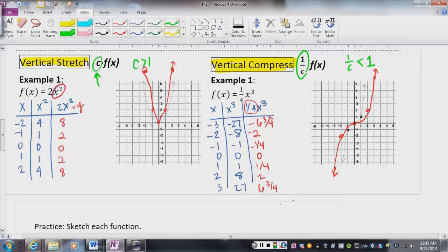So when we're stretching, we are multiplying all of our y values by c, and that's going to force it to grow at a faster rate. When we're compressing, we're multiplying our y values by 1/c, and our values are going to grow slower. So that's stretching and compressing. It essentially makes your function more narrow or wider.